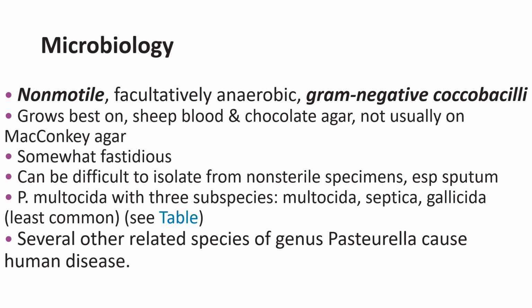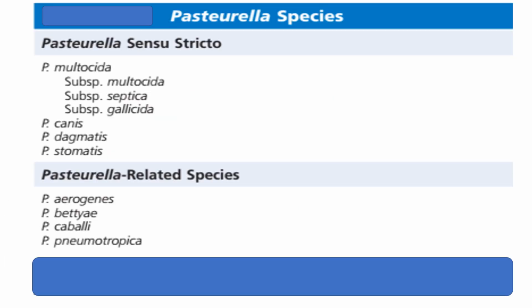Microbiology: non-motile facultative anaerobic gram-negative coccobacilli, grows best on sheep blood and chocolate agar. Can be difficult to isolate. Many species, see the table. Several other related species of genus Pasteurella cause human disease. These are the Pasteurella species and Pasteurella related species.